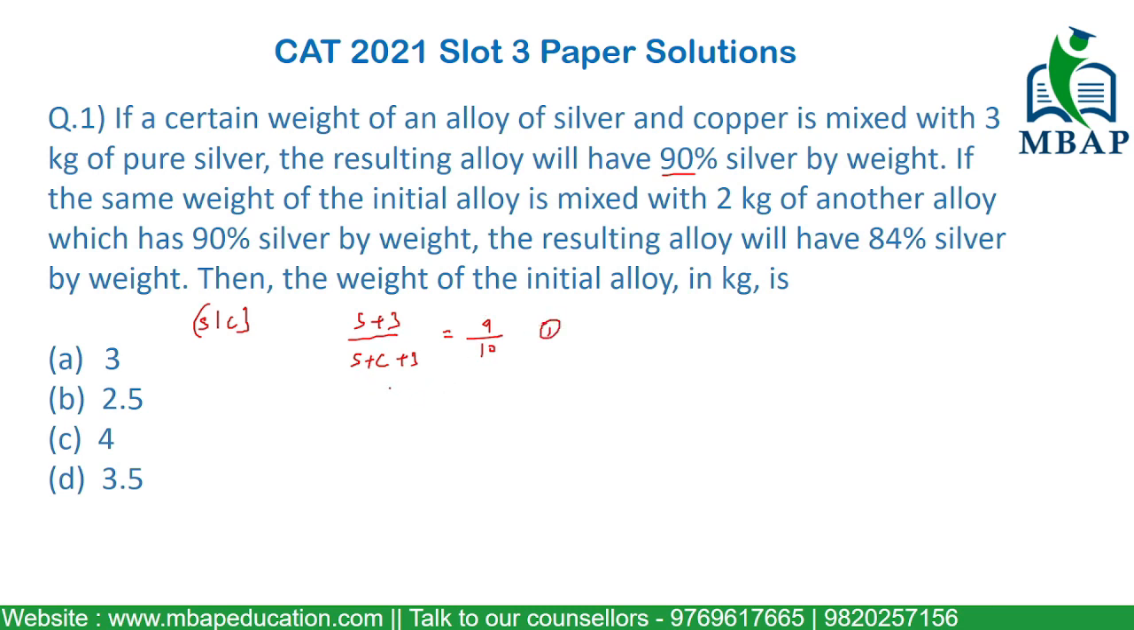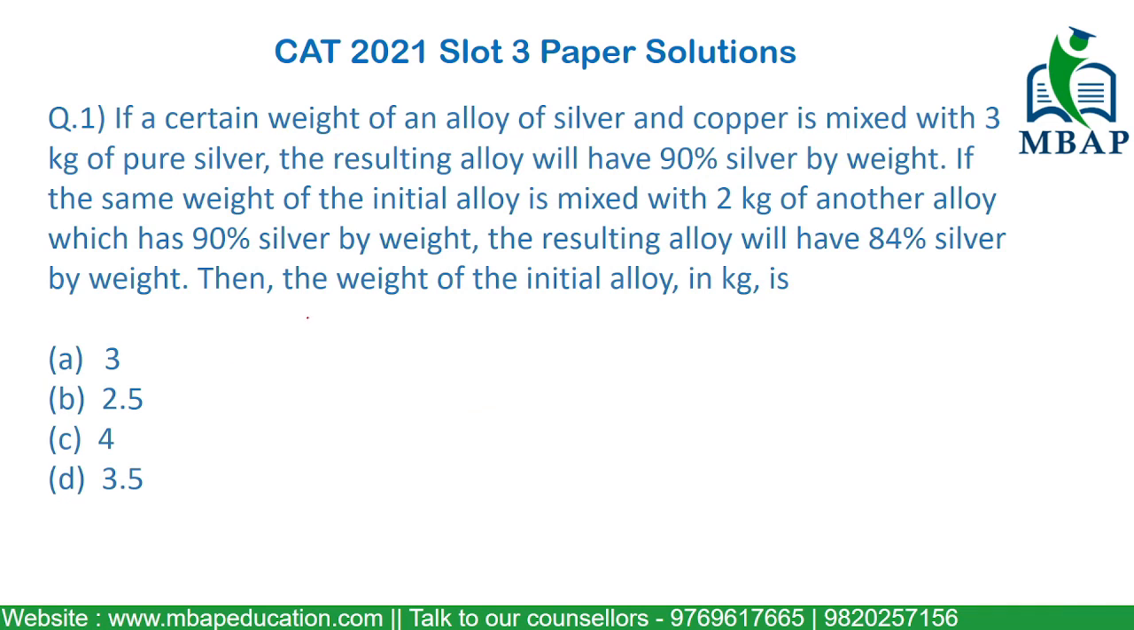Now if you solve this, you just multiply by 10, so this becomes 10S plus 30 equals 9S plus 9C plus 27, which gives you S plus 3 equal to 9C. One amount of silver plus 3 should be equal to 9 amounts of copper.